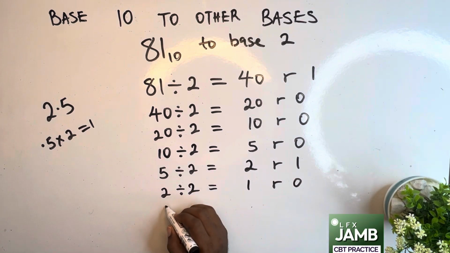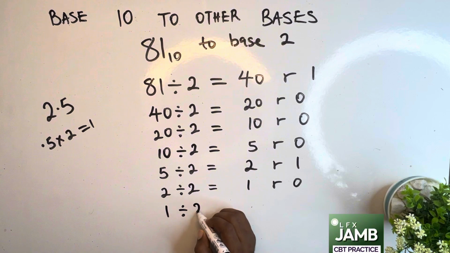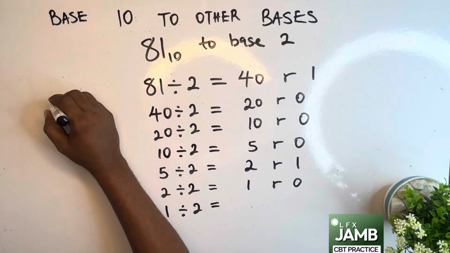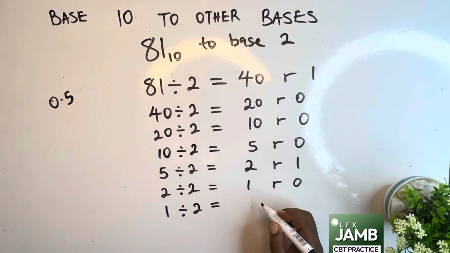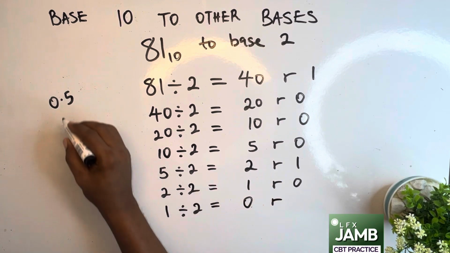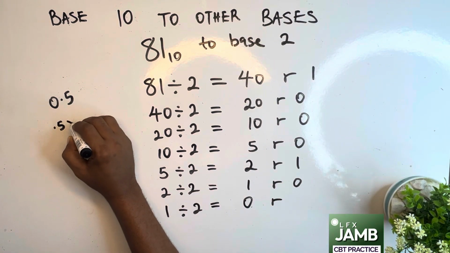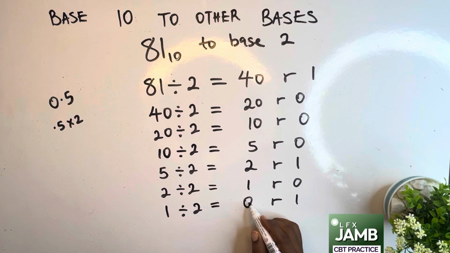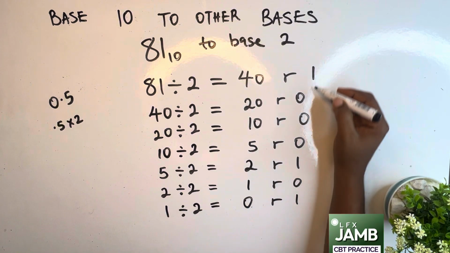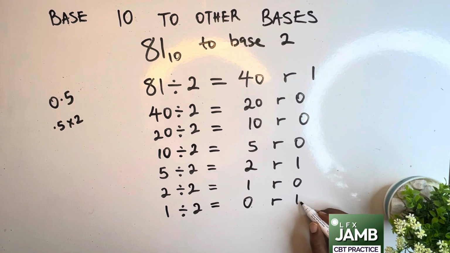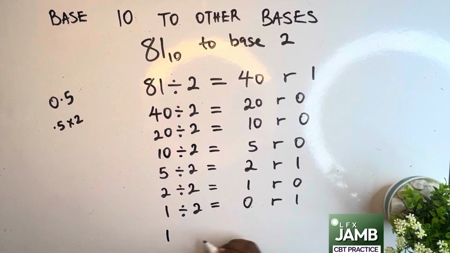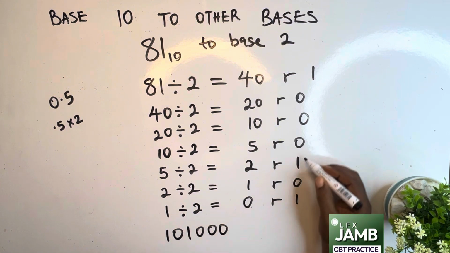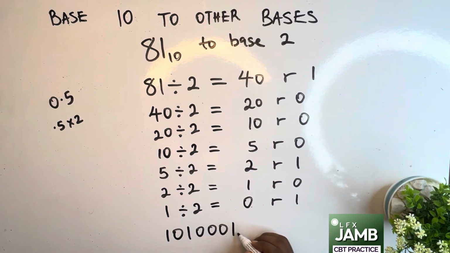So the next number should be 1 divided by 2. 1 divided by 2 should give us 0.5. So the main number is 0. Then the remainder should be 0.5 multiplied by 2, which is 1. So once the main number becomes 0, we stop the division. Then we'll count from the bottom upwards. So counting, we have 1, 0, 1, 0, 0, 0, 1 in base 2.